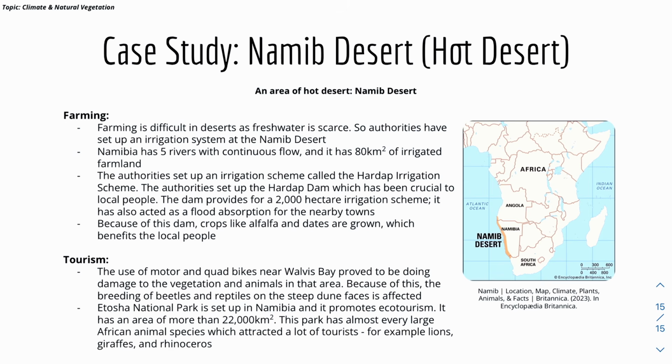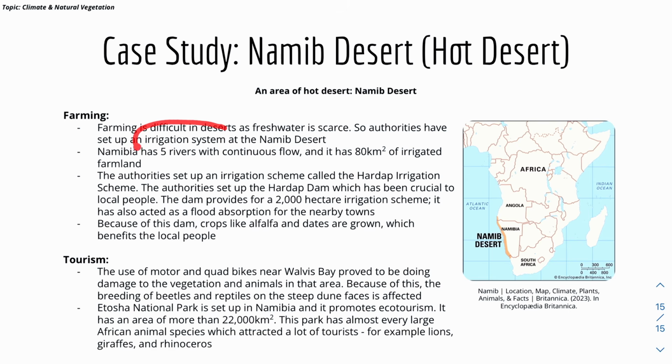And lastly, we have farming and tourism in the Namib Desert. So as we know, farming is difficult in the deserts as there is a lack of fresh water or even water at all. So authorities have set up an irrigation system at the Namib Desert to allow farming. So as you can see here, Namibia has 5 rivers with continuous flow. This leads to a good area of irrigated farmland.